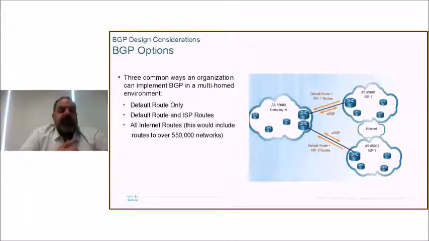So, BGP options. Three common ways an organisation can implement BGP: you can have a default route only, you can have default route and ISP routes, or you can have all internet routes. And so this would include routes to over 550,000 networks. So your routing table starts to get very, very big.